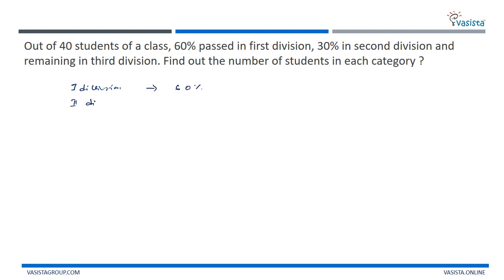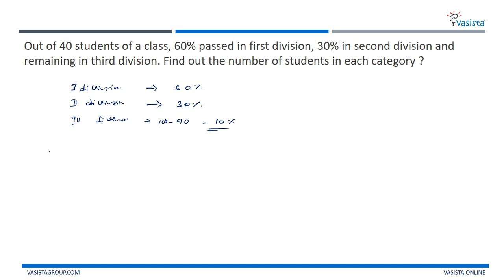Second division is 30%, and third division is the remaining. Third division is equal to 100 minus (60 plus 30), which is 100 minus 90, equal to 10%. Now we have to find the number of students in each category.